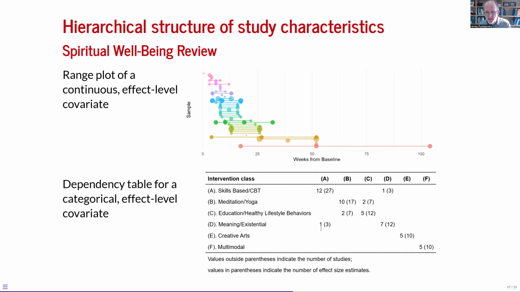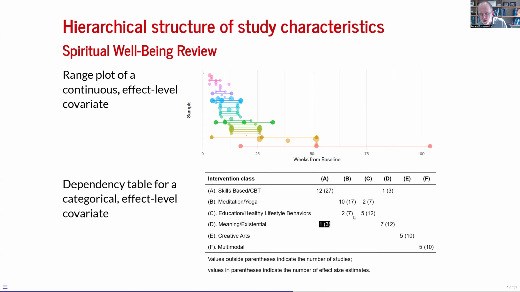So like this number here, the one study with 3 effect size estimates, this study included an intervention that was in the category of meaning or existential. And it also included a separate intervention category that was skills-based or CBT, right? So this says, right, this study has both types of interventions in it.